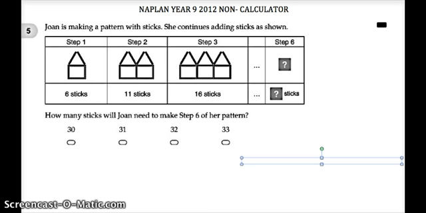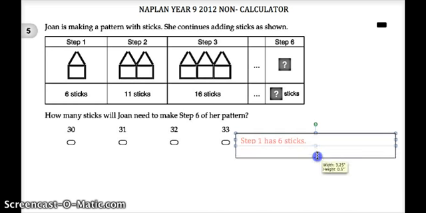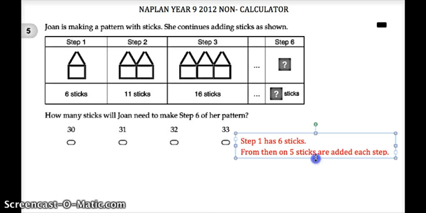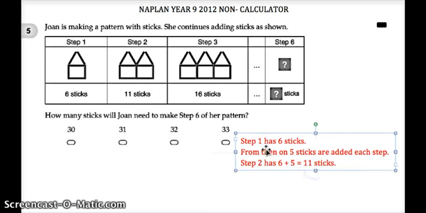Now, we can see that in step 1 there are 6 sticks. So we'll just write that down. Step 1 has 6 sticks. If we look at step 2, it has 11 sticks, so that means that 5 sticks must have been added on. So step 2 has 6 plus 5, which is 11 sticks. And we can see that the extra sticks are, I'm just going to go over them now. There's 1, 2, 3, then we've got 4, 5 extra sticks.